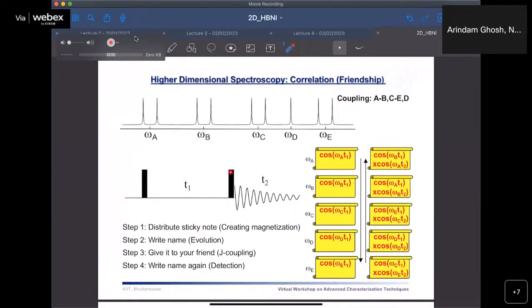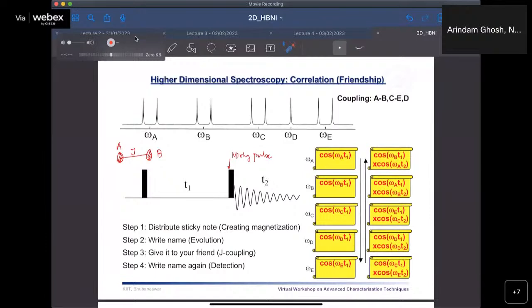And then this is called the magnetization transfer. This particular pulse is called a mixing pulse. This mixing pulse is basically creating, if you have a particular spin like A, and another spin, suppose B, and if they have J coupling, then through this J coupling, magnetization can be transferred from one spin to another spin. That is similar to as if one kid is giving his or her chit to the friend, and if someone doesn't have a friend, then he or she retains the chit with him.